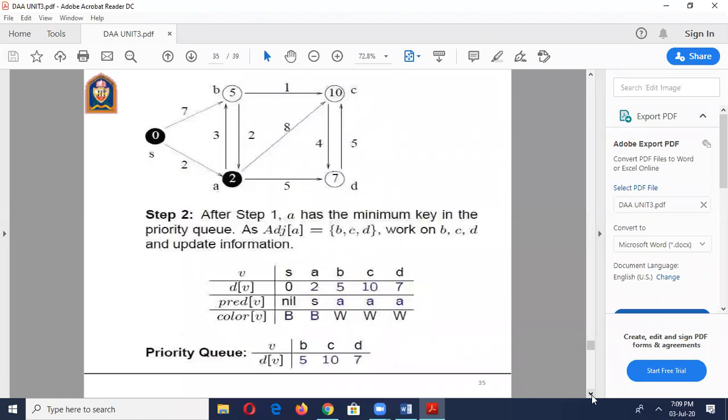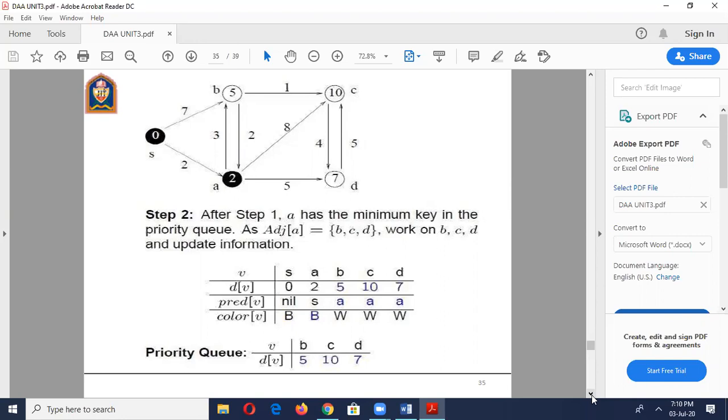Now we have to see the adjacent for A, and we are making A black. So now we obtain the adjacent values for A, which are nothing else than B, C, and D. So now we are giving new values: B is 5, D is 7, and C is 10. So the order is S, A, B, C, D.